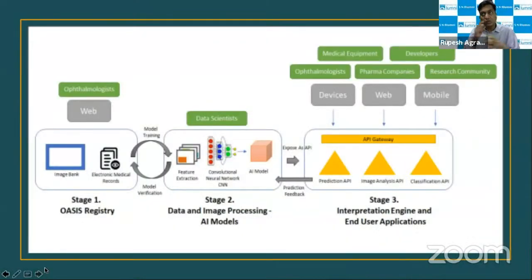This is how the OSS will run on the back end. Sorry for the poor picture quality. This is an image bank. There is also a place for images which can be added on the platform, and you have the electronic database. This will be entered by an ophthalmologist or healthcare person, like an optometrist. On the back end, we have written the code which does feature extraction from the image, and an AI model is run on the back end to get the features from the images. We are looking at developing the prediction API, image analysis APIs, and classification API.